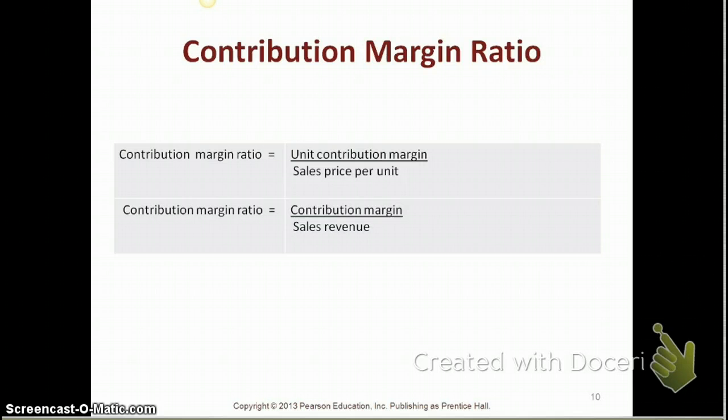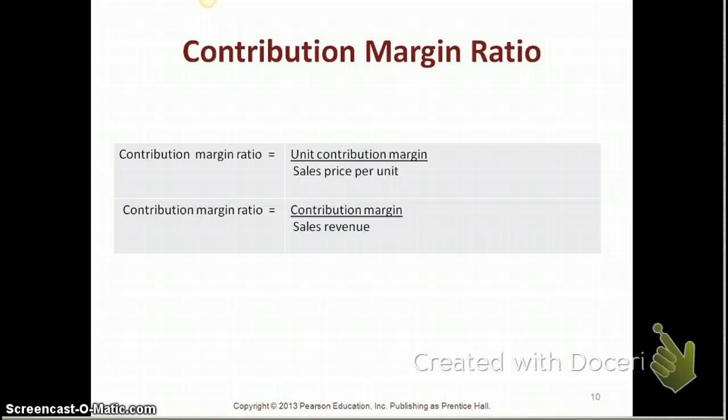Why do these two different formulas give the same number? It's because if you take your first formula, all you're doing is multiplying the numerator and the denominator by your sales volume. When you multiply the numerator and denominator by your sales volume, you're going to come up with contribution margin divided by sales revenue. So that is why you have the same number no matter whether you use the top formula or the bottom formula.